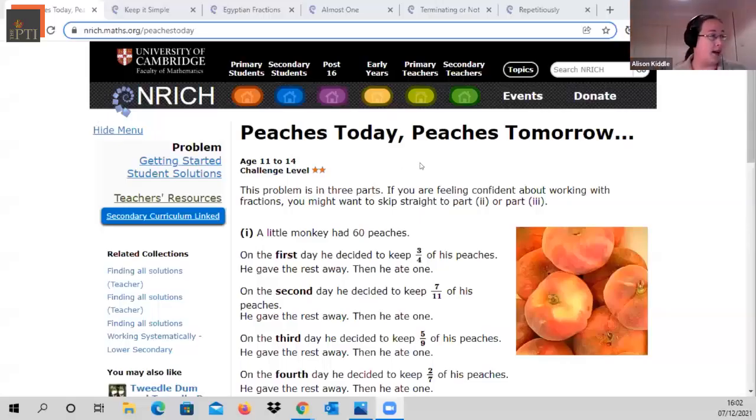Okay, I'm going to share my screen. Just before we get started though, Charlie and I want to explain a little bit about what the structure of today's session is going to be. Hopefully you can now see Peaches Today, Peaches Tomorrow, which was one of the problems that we invited people to have a look at if you had time beforehand. Don't worry if you didn't have time to look at it though, because we're going to be talking about it quite a bit.